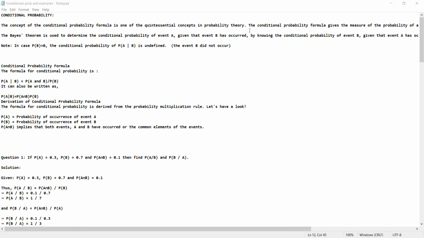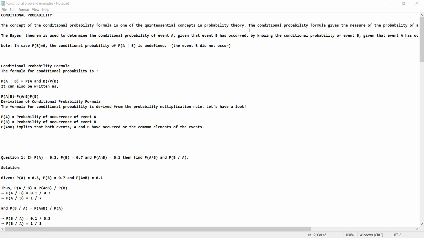So we measure the probability of an event based on the condition. Based on the event which is known, by using that condition, we can measure the probability of the occurring event. So this is conditional probability.